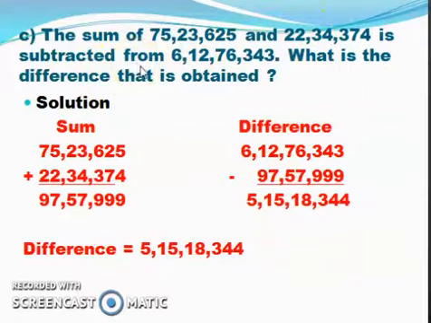Next, the sum of the two given numbers is subtracted from. So two parts, children. One time we'll find the sum and the other time we'll find the difference, because the question is asking us what is the difference that is obtained. So we write these two numbers in vertical arrangement, add them. 5 and 4, 9, 7 and 2, 9, 6 and 3, 9, 4 and 3, 7, 3 and 2, 5, 5 and 2, 7, 7 and 2, 9. Very simple.